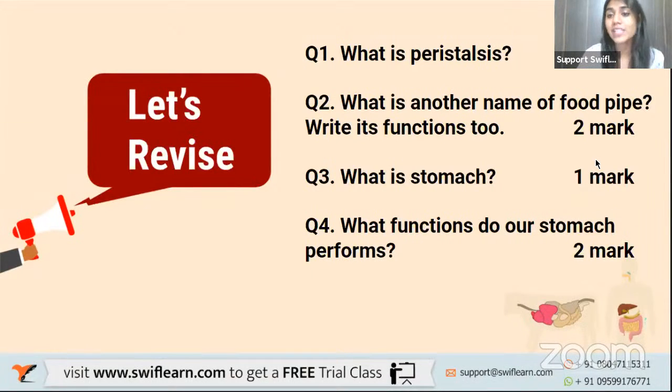Now next question. What is another name for food pipe? The other name for food pipe is esophagus. Make sure you write the correct spelling, because the way you pronounce it and the way you write it is different. Now write the functions of the esophagus. The esophagus is just connecting your mouth and your stomach. It is pushing food from your mouth to the stomach.